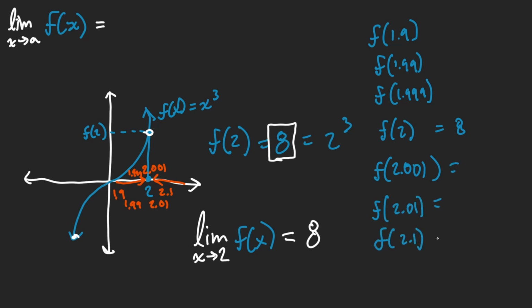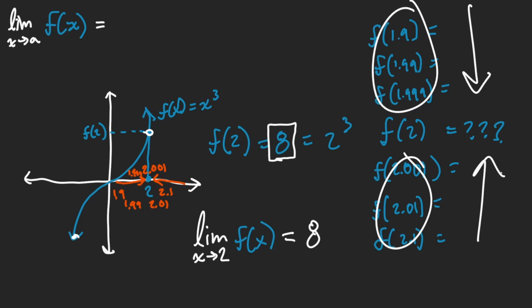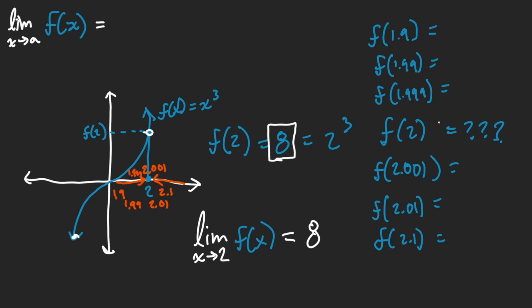And so what we're saying is, let's say we didn't know what f of 2 was. Let's say we just don't know it at all. I'll still write it there, but we have no idea what this could be. We're saying that as we evaluate these numbers in this direction and these numbers in this direction, as we get closer and closer to 2, what does that value approach?